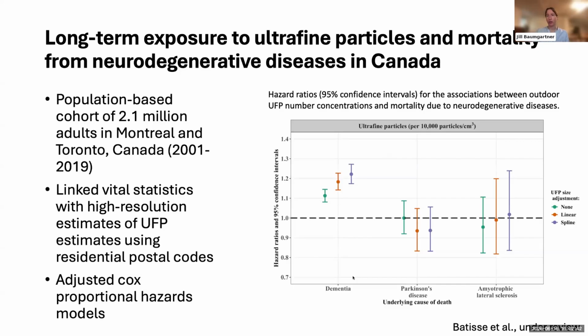You can also create cohorts retrospectively using already collected data. So here we obtained data on vital statistics and cause of death for neurodegenerative diseases from the Canadian Vital Statistics Database for a period of about 2 decades. And then we were able to assign high resolution estimates of ultrafine particle number concentrations and size to participants' residential postal codes using 3-year moving averages. And then we could use Cox models, a type of mortality estimate, to estimate the hazard between long-term exposure to UFP concentrations and mortality from different neurocognitive outcomes.